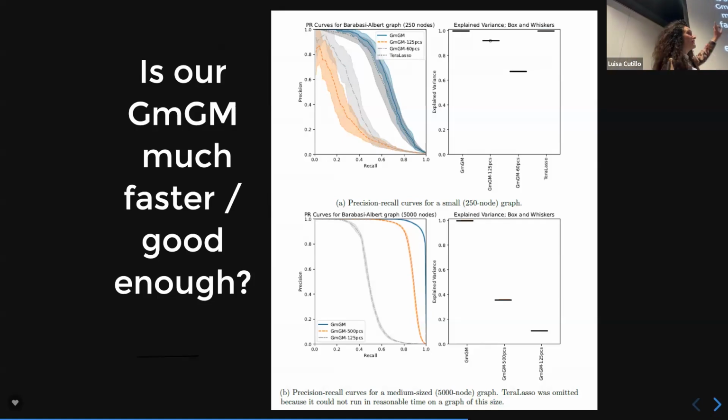So this is an example where we just give a rule of thumb suggestion. If you have a small data set, top example, this is a precision recall plot. What we have in blue is GMGM without cutting on the principal components. And then we have what happens in terms of precision recall when you consider 125 principal components or 60 principal components, and then we have the comparison with TeraLasso. On the right, you have the explained variance. You can see that for GMGM and TeraLasso, we have retained all the variance.